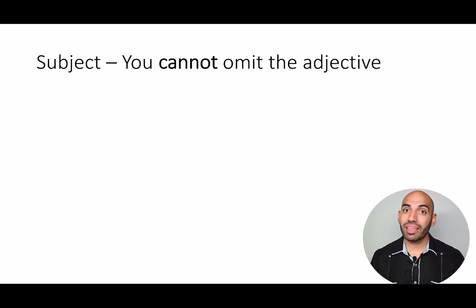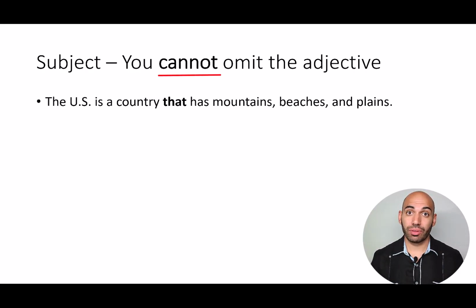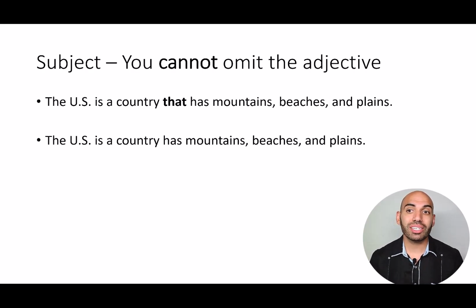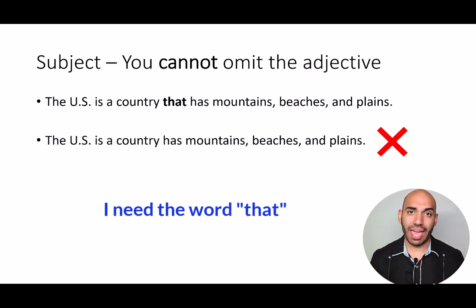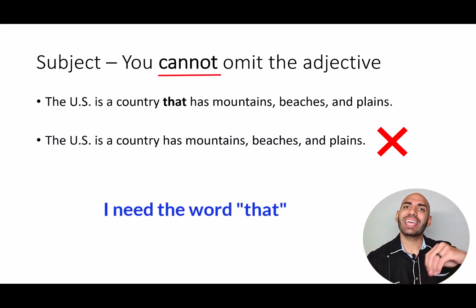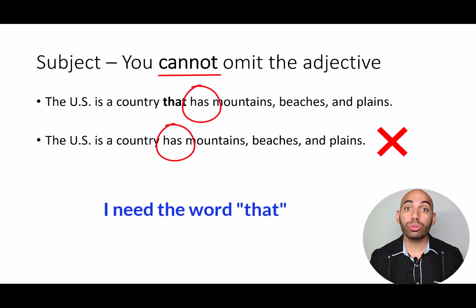But if it is a subject adjective clause, you cannot omit the adjective. For example, the US is a country that has mountains, beaches, and plains. The US is a country has mountains, beaches, and plains? No, we cannot do this. In this sentence, I need the word that. I cannot take that out of the sentence. Why? Because after the word that, I have a verb, no new subject.